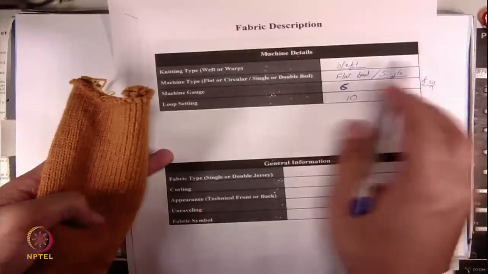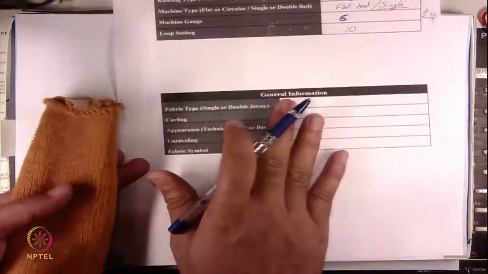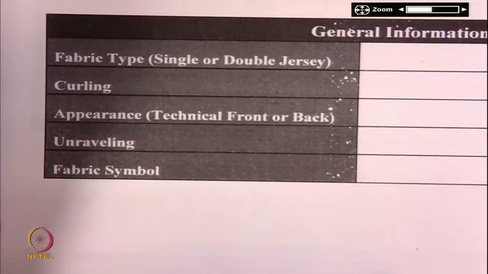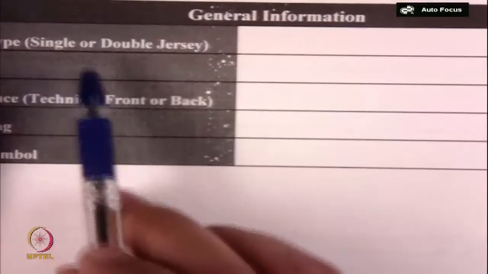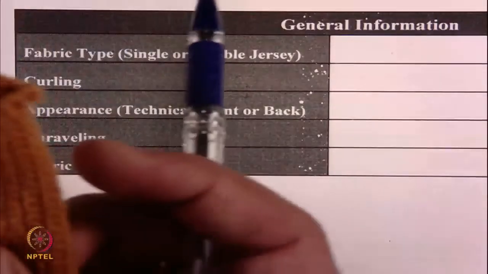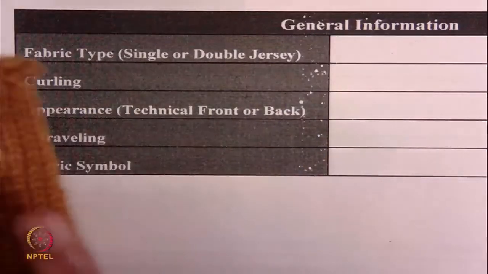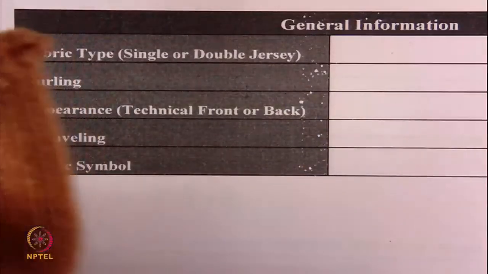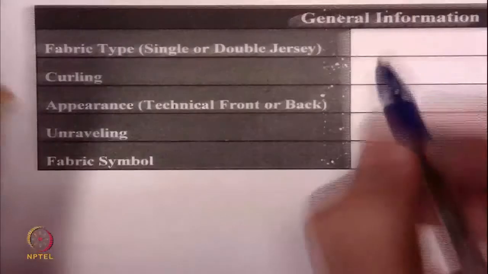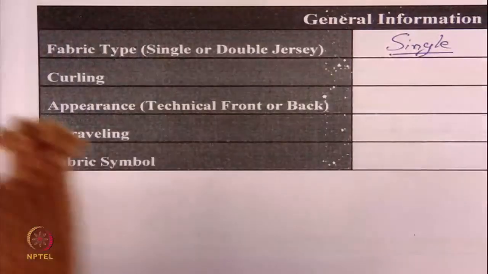Definitely in the second or third weeks we are going to cover more about this, but the general information you might have some understanding of. The first one is fabric type, single or double jersey. Naturally this fabric is a single jersey fabric because it is formed on a single bed, because you can see only one type of loops on the surface. So this is a single jersey. More details in week number 3, where you would be able to understand what is a single jersey fabric and a double jersey fabric.